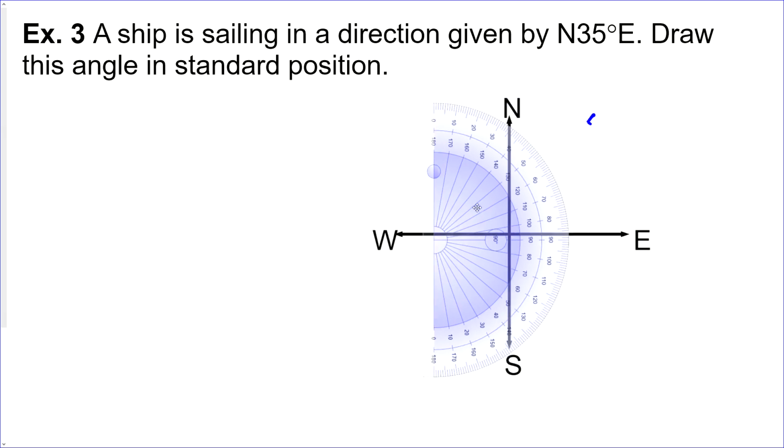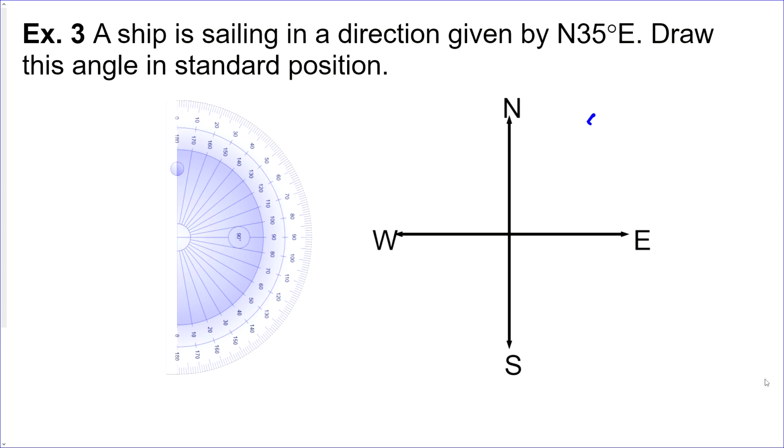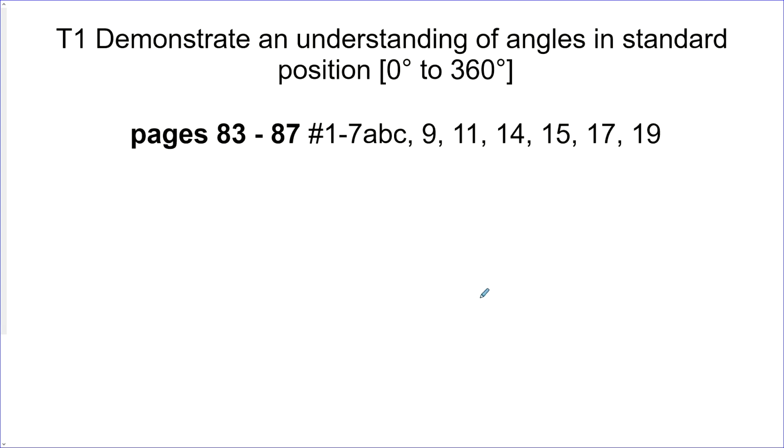So drawing our angle looks something like this, and this right here would be the 35 degrees east from our initial heading of north. Our reference angle for fun here would be 55 degrees. This is part of Trigonometry 1, Demonstrate an Understanding of Angles in Standard Position. Here's some questions. See if you know what you're doing.